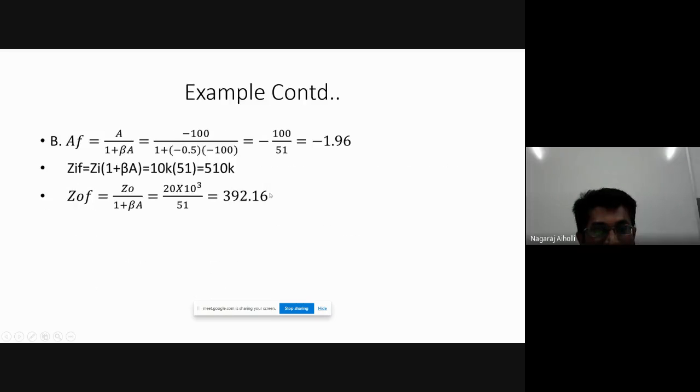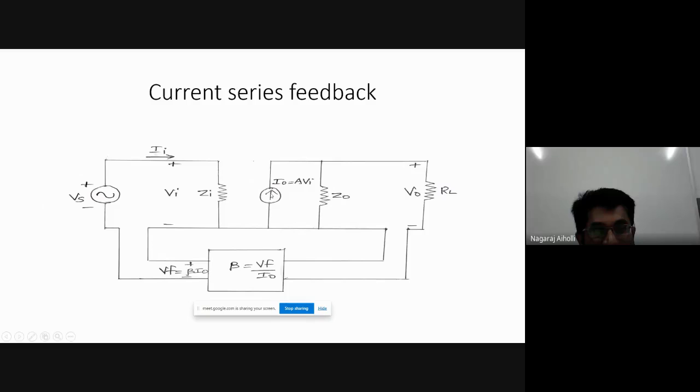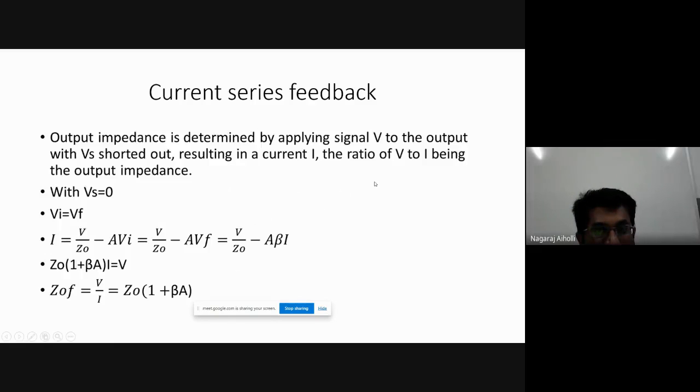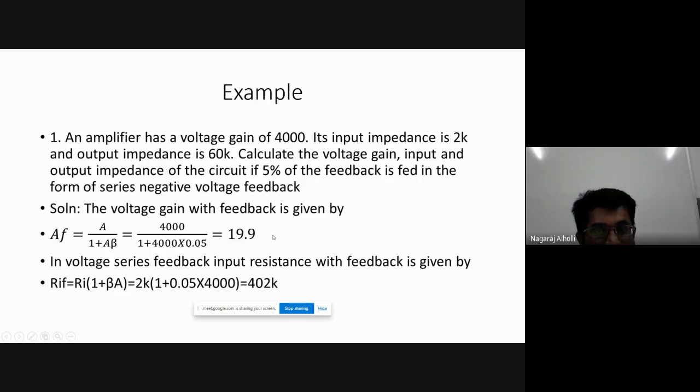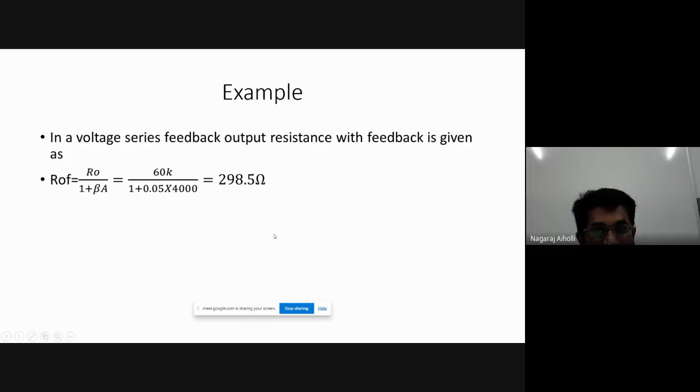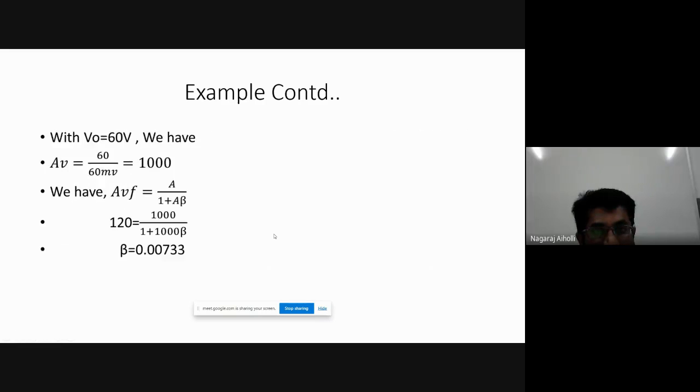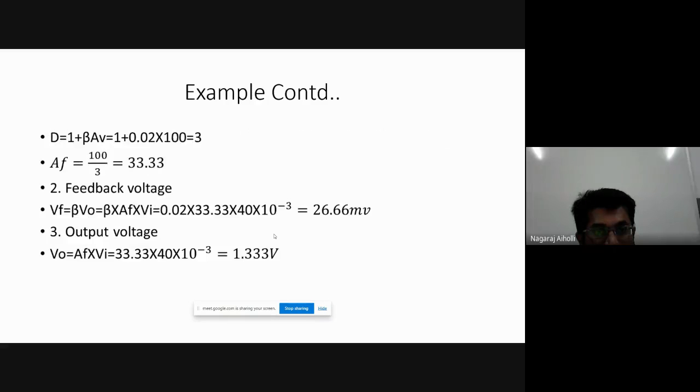Then we have solved examples that we have seen in the previous class. For the current series feedback amplifier, the output impedance is given by Z0 into 1 plus beta A, or Z0 into 1 plus A beta. These examples we discussed in the previous class.